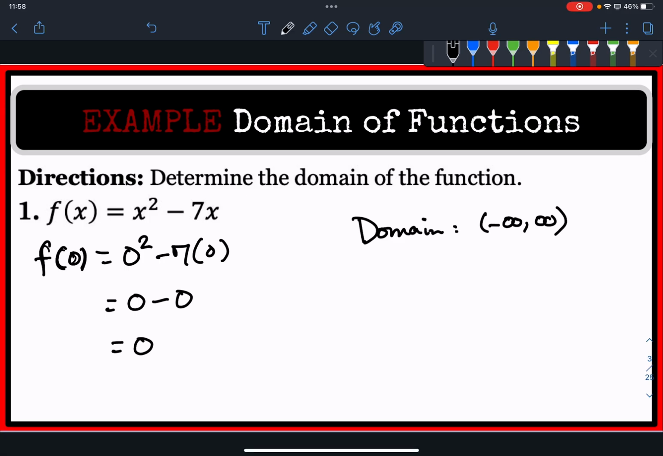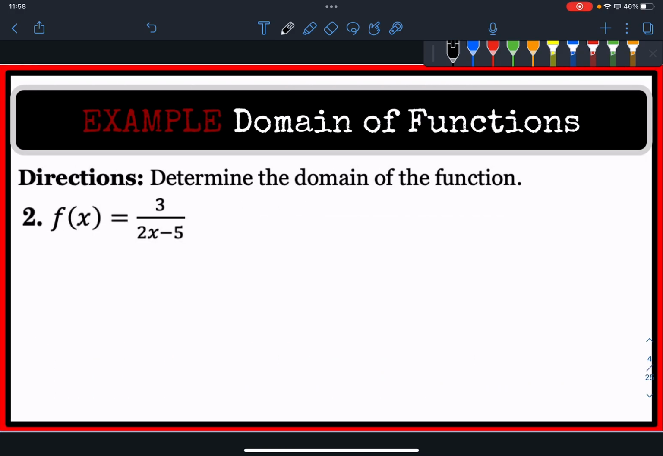Now, the types of functions that start excluding values are these functions where our x value is in the denominator. This is how we end up with the possibility of having something that's undefined, having a value that ends up having us divide by 0. And the way we find that number is by getting our denominator of 2x minus 5 and setting that equal to 0. Adding 5 to both sides and dividing by 2, we get that x equals 5 over 2.